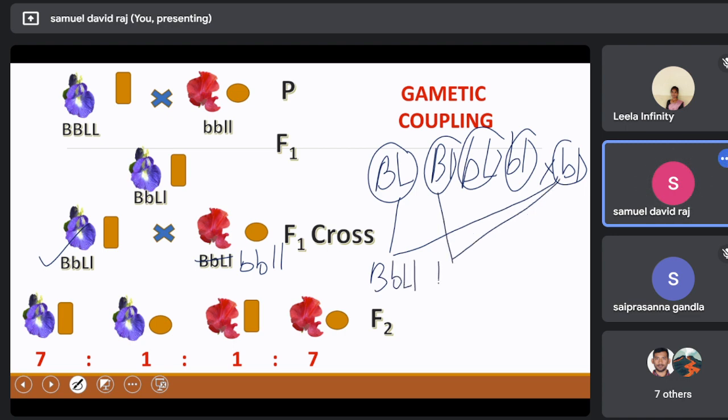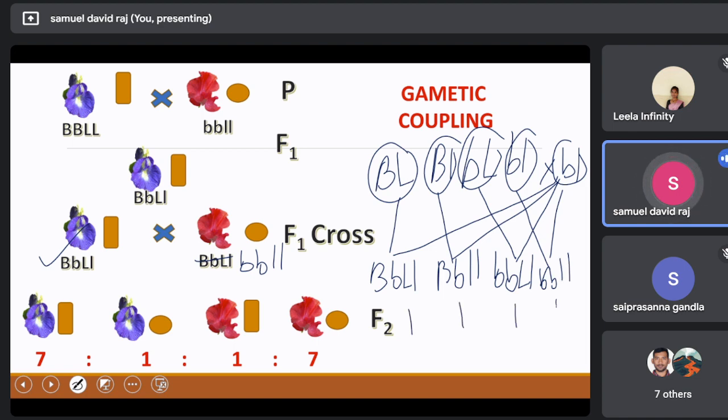Now in this process, this one is capital B, capital L, small b, small l. This one, capital B, small l, small b, small l. This one, small b, capital L, small b, small l. And this one, small b, small l, small b, small l. Thus we get four different phenotypes where the parental combinations as well as the recombinants in the test cross are equal in number. Why are they equal in number?